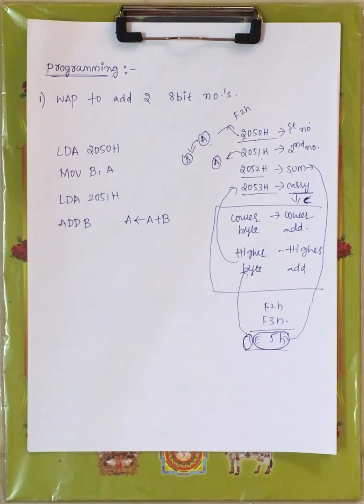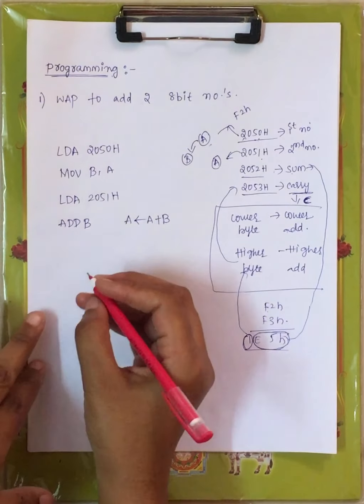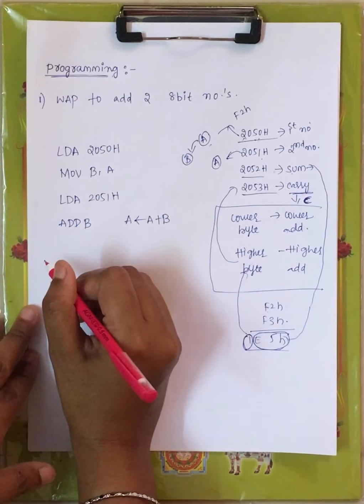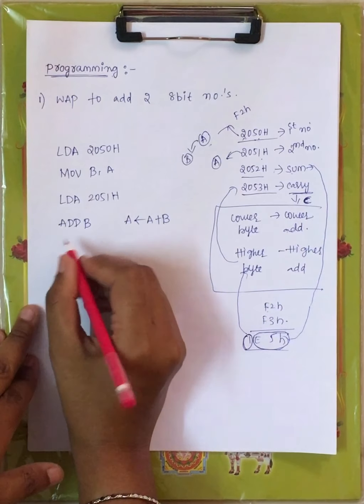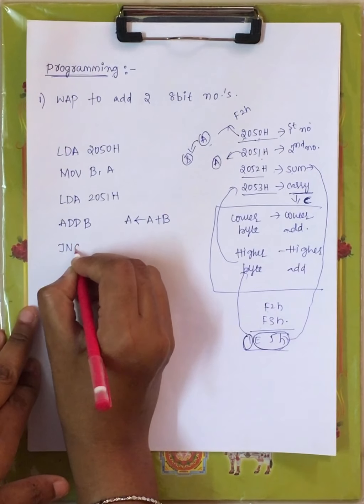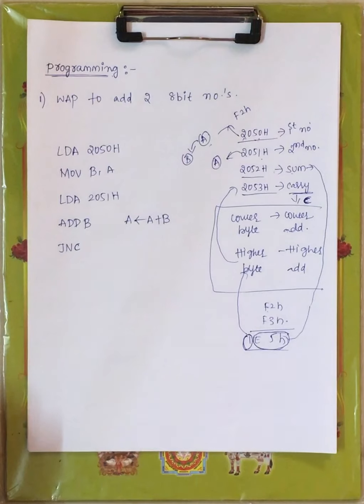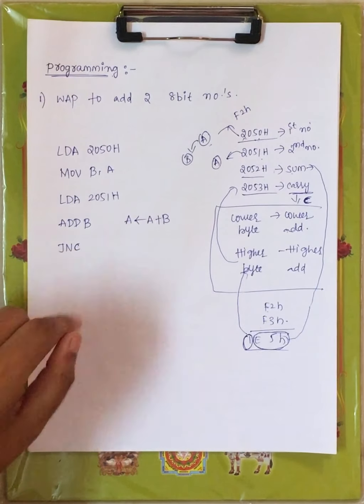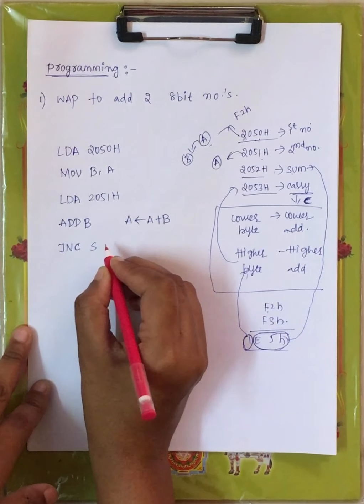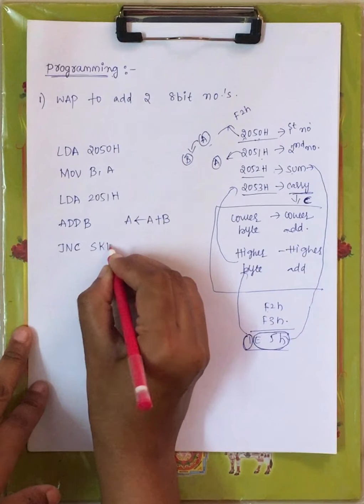Now how to check whether we are getting a carry or not? Let us see one by one. Here there is a chance of getting a carry or not getting a carry. We have an instruction like jump if no carry, JNC. After that you will have a label, you can use any label.